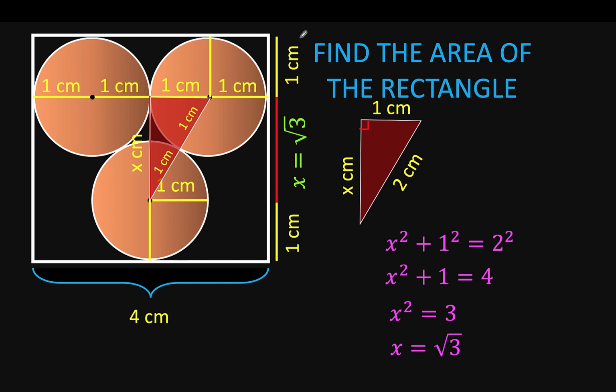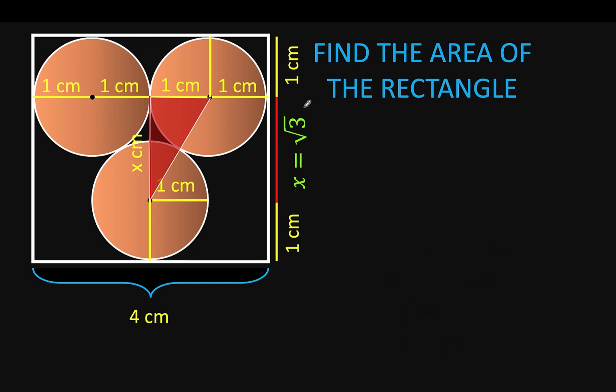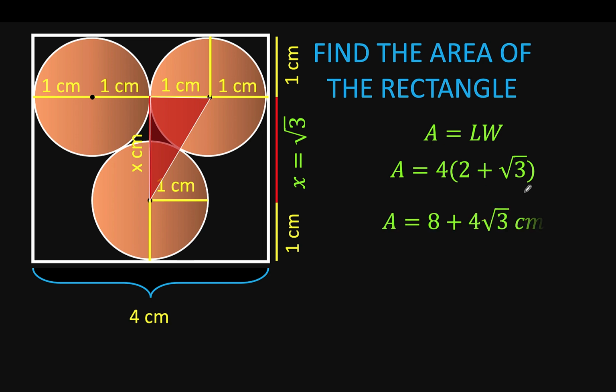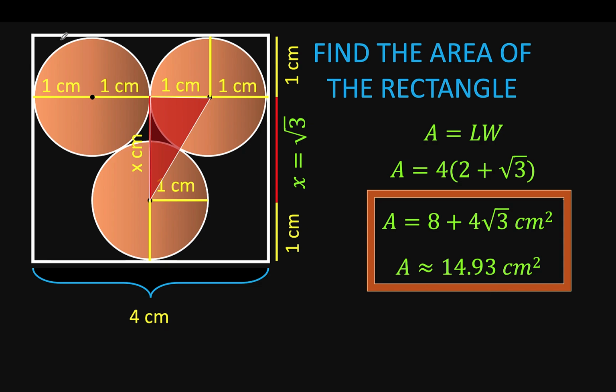giving us now the measure of this side as 1 centimeter plus 1 centimeter plus square root of 3. So, to find out the area of the rectangle, area equals length times width. The length is 4 units, the width is 1 plus 1 or 2 centimeters plus square root of 3. Distributing 4 to the binomial, we arrive at area equals 8 plus 4 square root of 3 square centimeters, which is approximately equal to 14.93 square centimeters. And this is now the area of this rectangle.